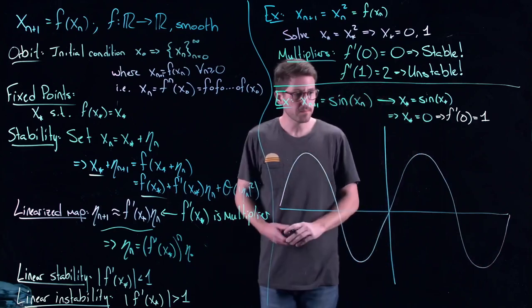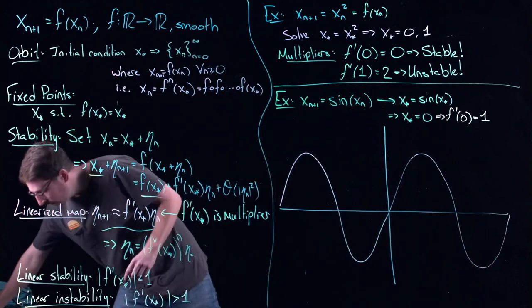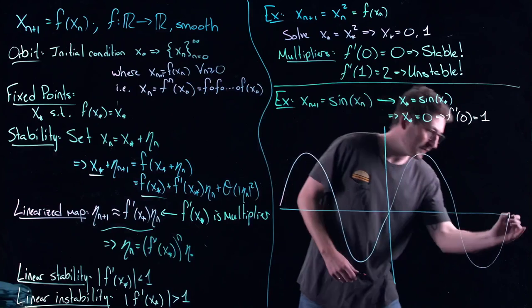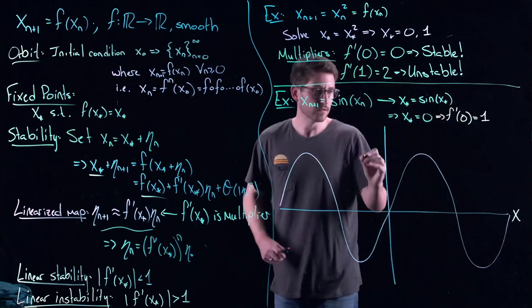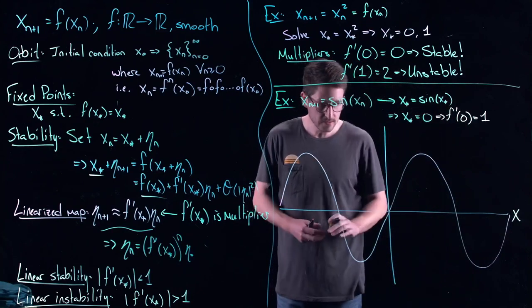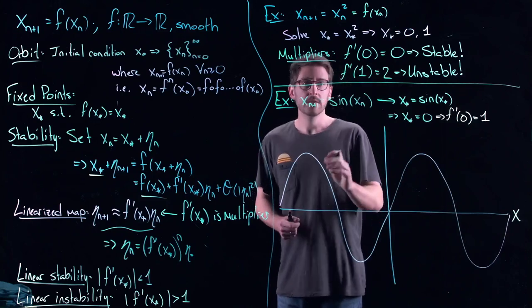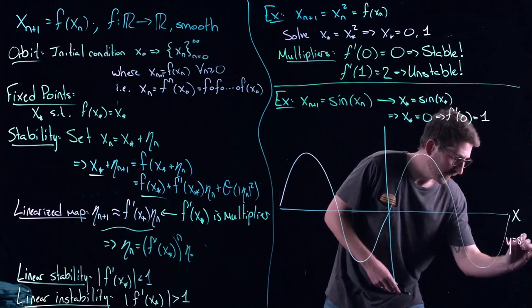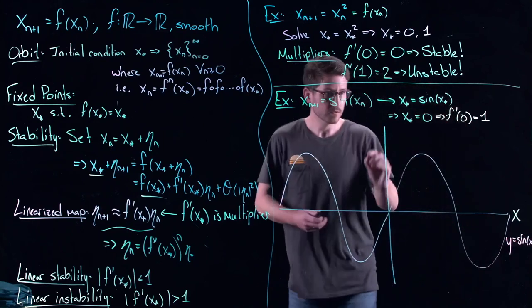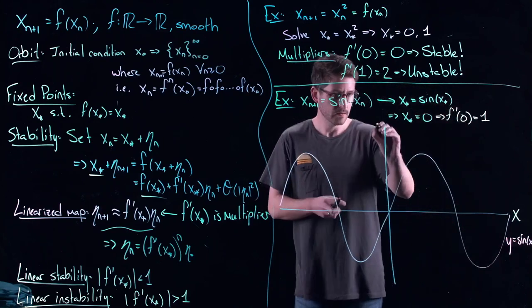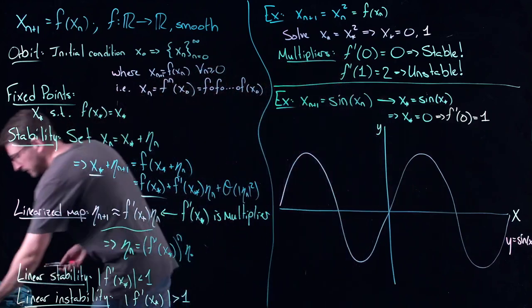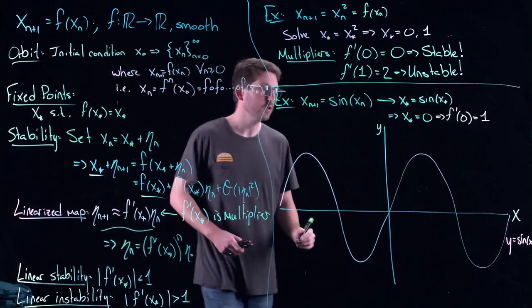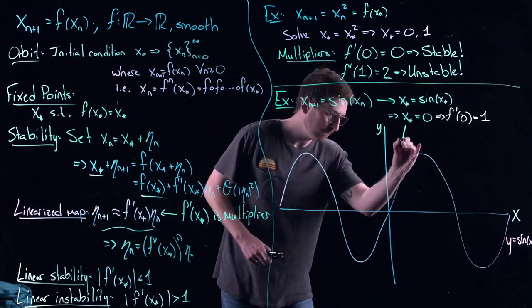Honestly, that's probably the best sine curve I've ever drawn. And I know it's not great, but that's okay. So here's my x-axis, and then on top of that, this is y equals sine of x. Here's my y-axis. On top of that, I'm going to draw the curve y equals x.